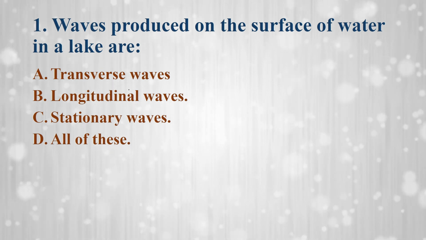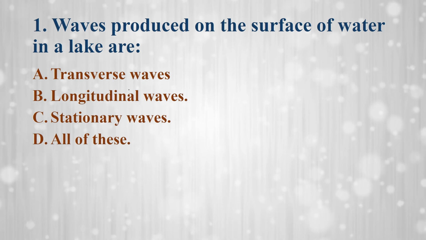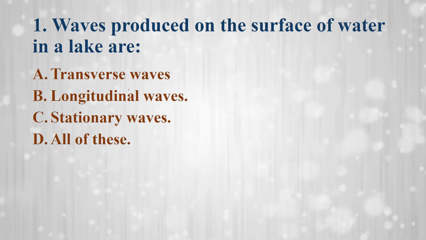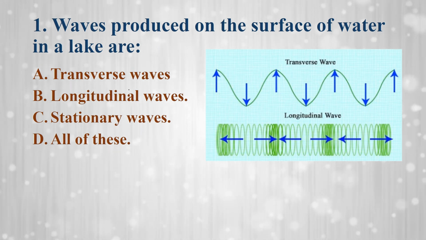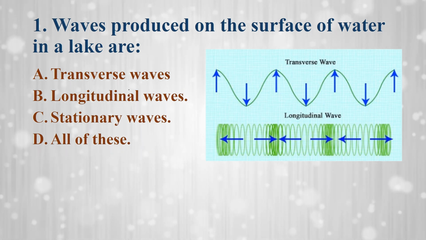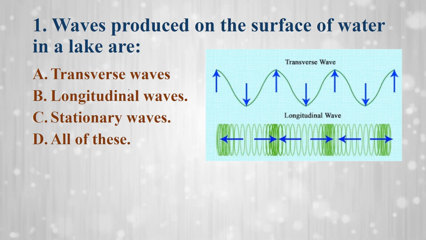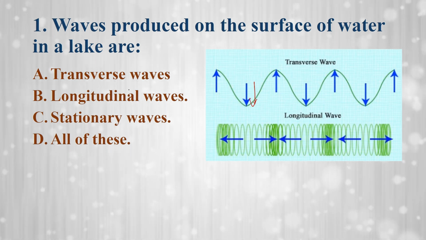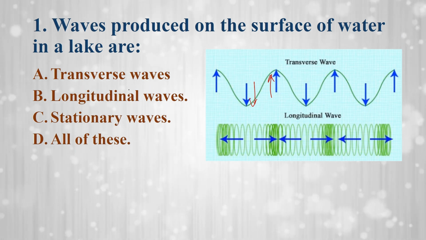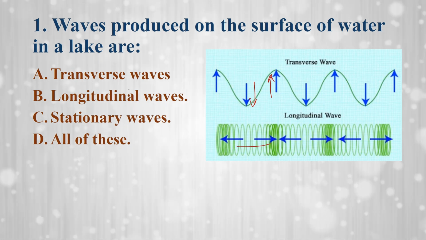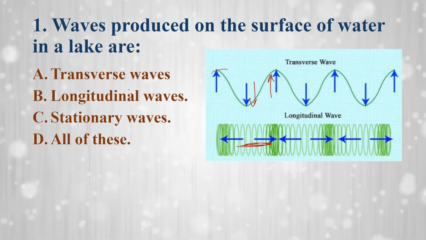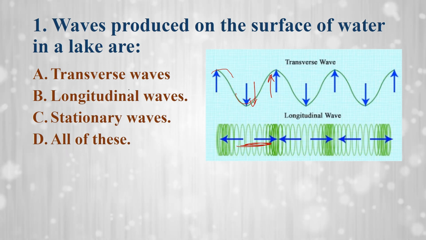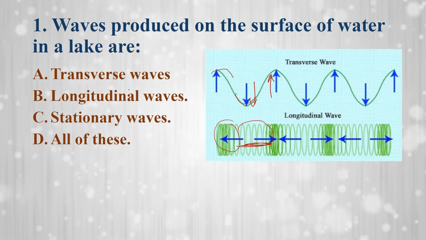Waves produced on the surface of water in a lake are: transverse waves, longitudinal waves, stationary waves, all of these. So students, let's recall the difference between transverse and longitudinal waves. Transverse waves are those which move perpendicular to the direction of propagation, and longitudinal waves are those which move parallel to the direction of propagation. There is one more difference: transverse waves make crests and troughs, and longitudinal waves make compressions and rarefactions.